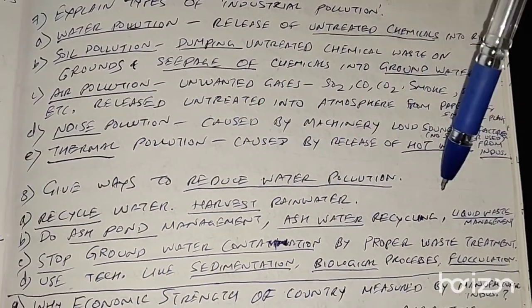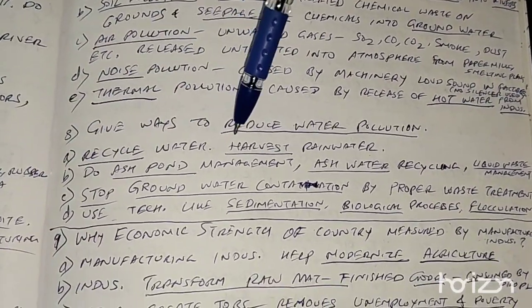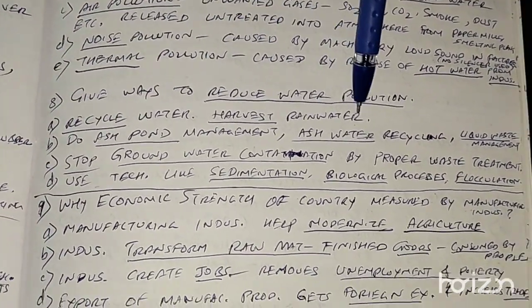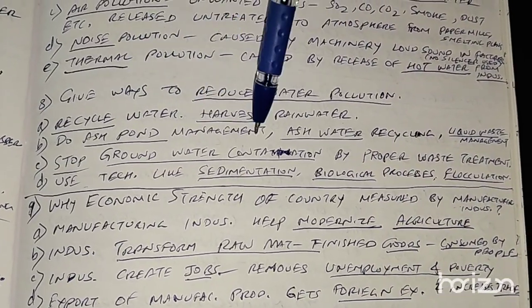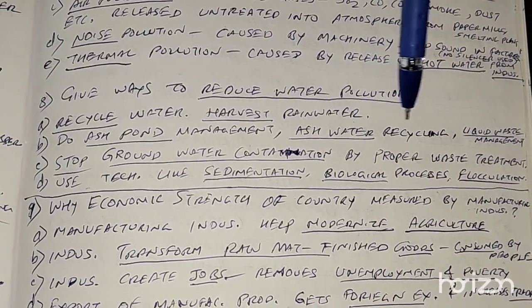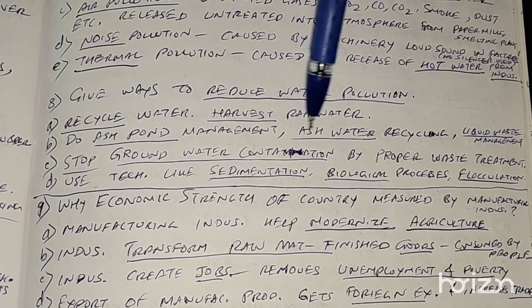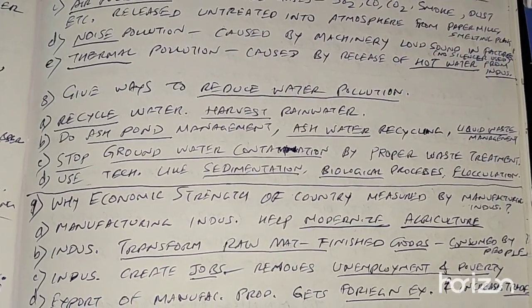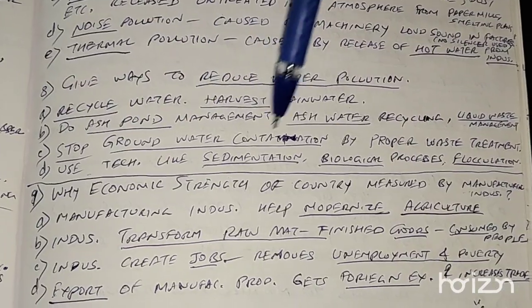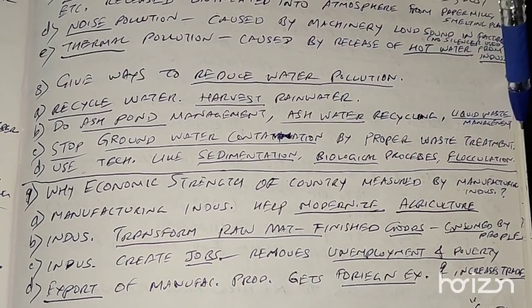Give ways to reduce water pollution. First one, recycle water. Harvest rainwater. Then do ash pond management, ash water recycling and liquid waste management. So these are the steps for water recycling and water management. Stop groundwater contamination by proper waste treatment.